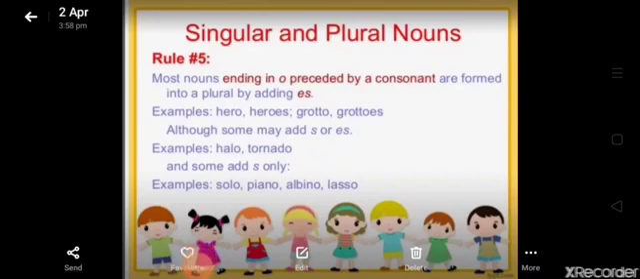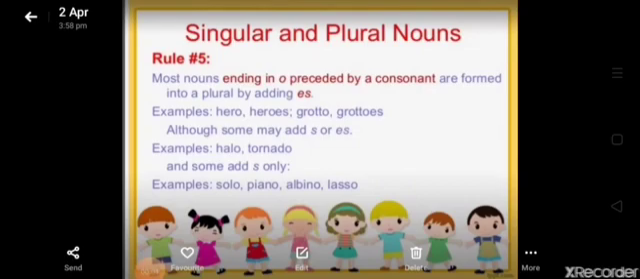Now, rule number 5. Most nouns ending in o preceded by a consonant are formed into a plural by adding es. For example, hero, heroes; grotto, grottos. Although some may add s or es. Example: hello, tornado. And some add s only. Example: solo, piano, albino, lasso. So, always remember this, most nouns ending in o.